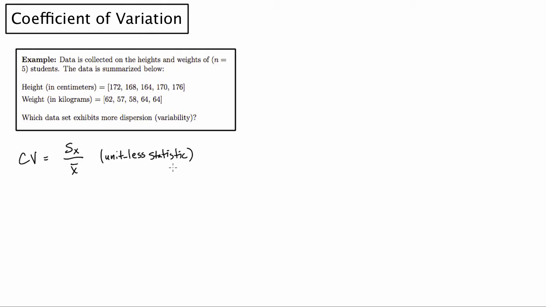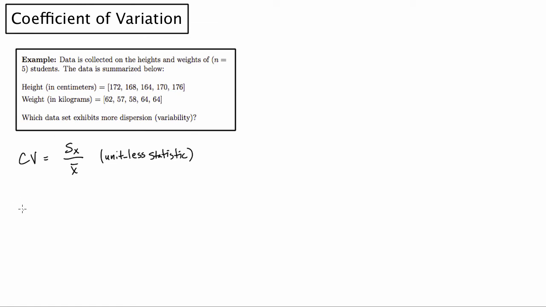So the person whose height is 172, their weight in kilograms is 62, but they are in different units. And what I would like to know is, is there more variability, more dispersion among the height data points than there are among the weight? In other words, are the heights more variable or are the weights more variable for this particular problem? In order to do that, I'm going to have to calculate the standard deviations of each of these.